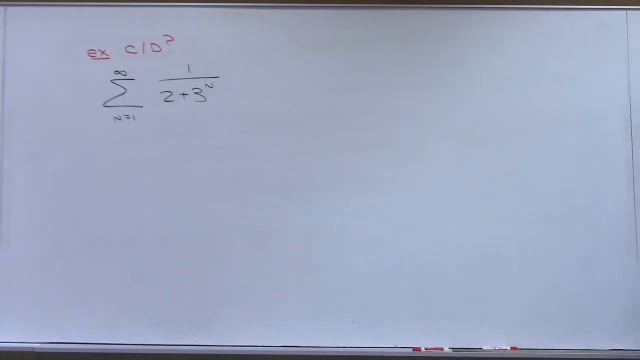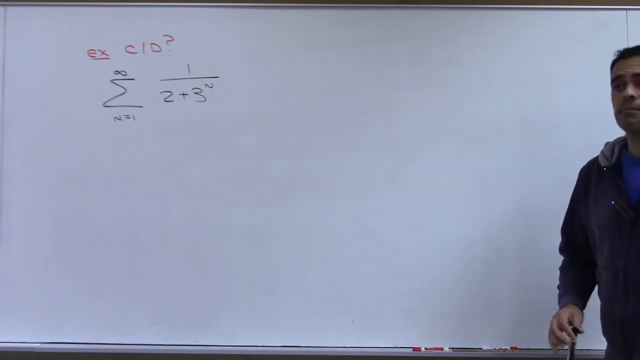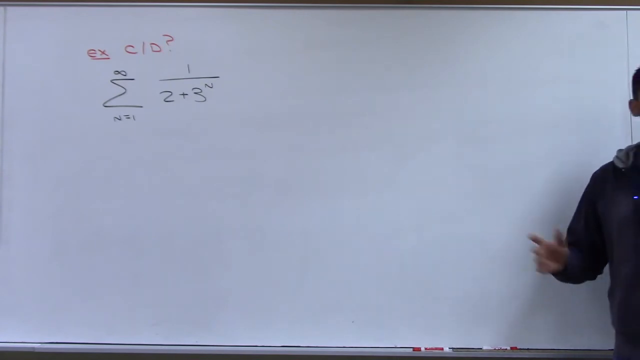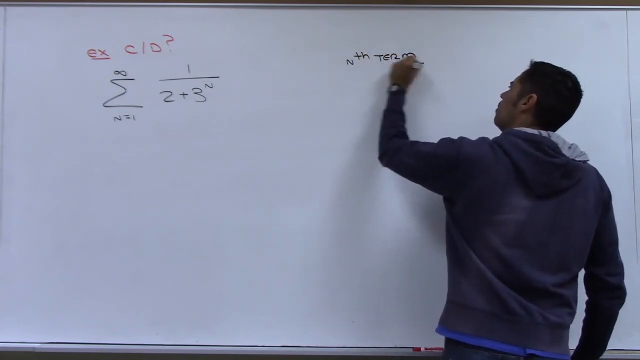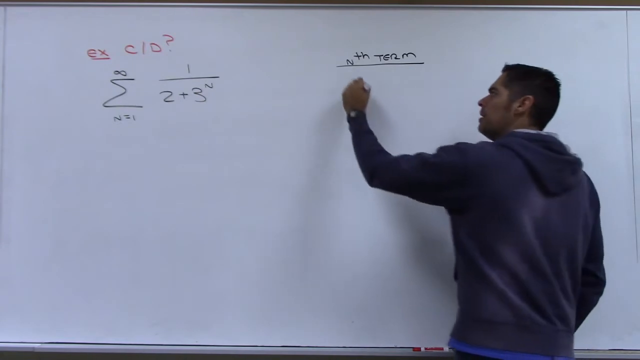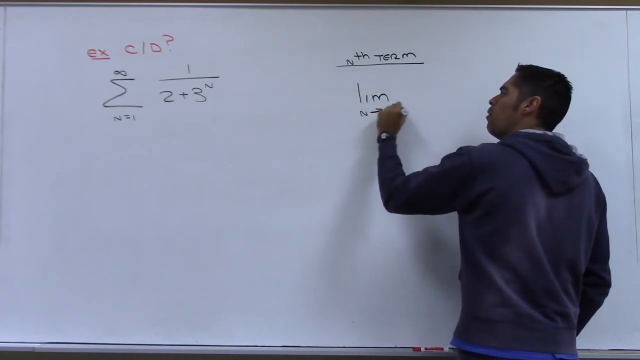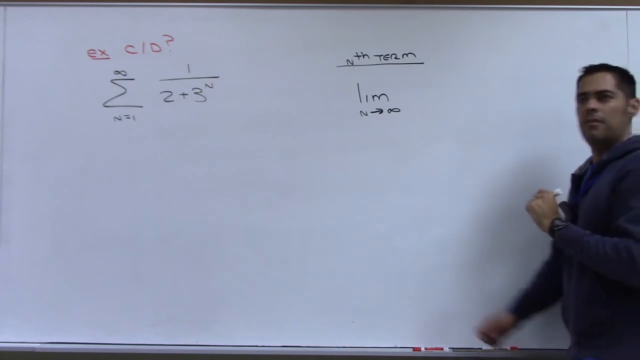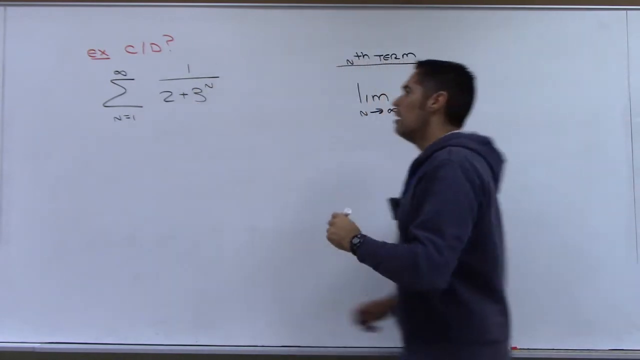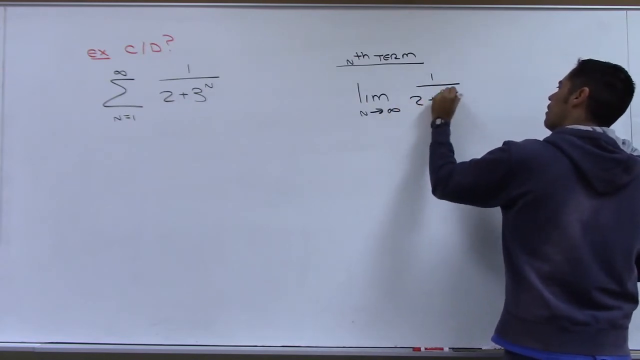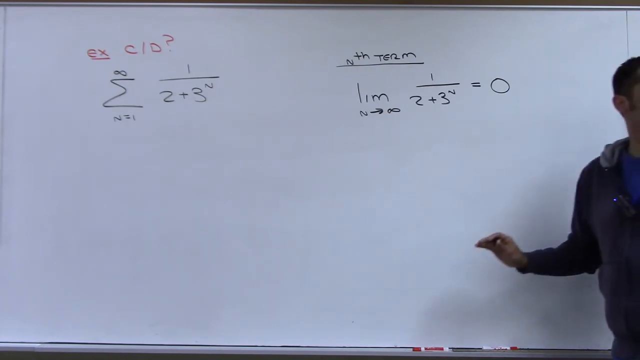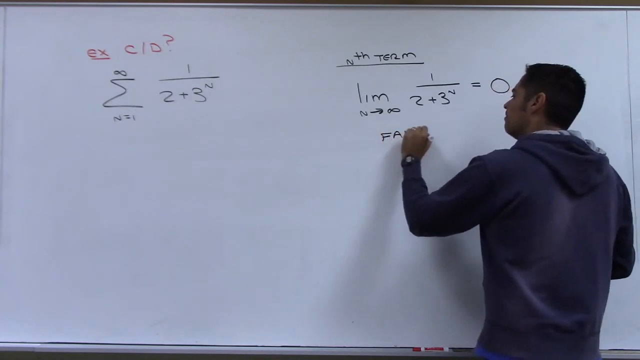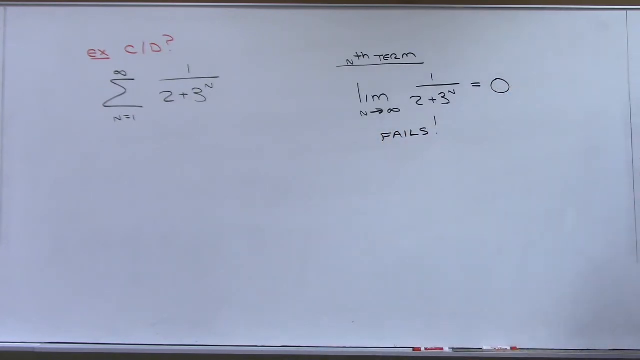So if you saw that on a test, what would you do first? Probably the nth term test, which is the first test we ever like to do. And that one, all you do is take the limit as n goes to infinity of the sequence of this right here. It's pretty obvious that goes to 0, right? So the test fails. But that would be the first thing we would probably do. So this fails, so we move on.